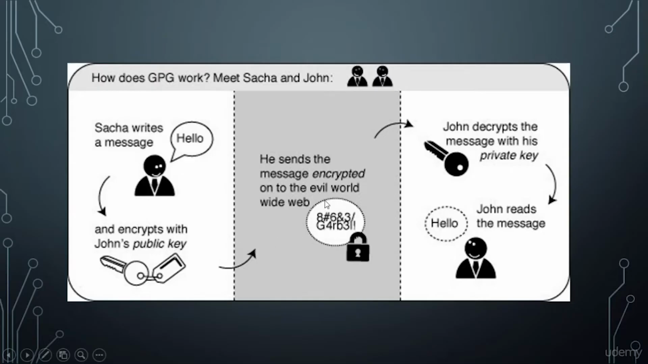Then she has sent the encrypted message through the deep web or the dark net, and John then receives the encrypted message or file and decrypts it with his private key, which only he has, and only he can read the message, which is hello. So it doesn't matter if the message is intercepted in the middle while it's being transferred across the deep web or the darknet. As long as he has his private key, he's the only one who can access the files that were being sent to him. And as you can see, John reads the message, hello.